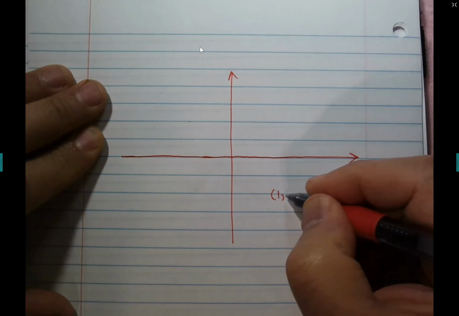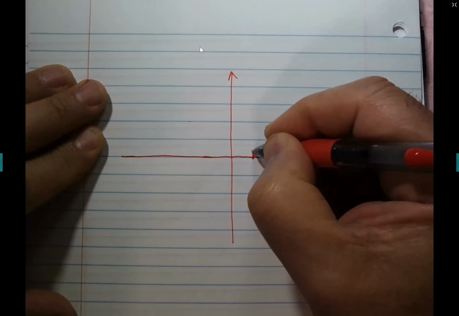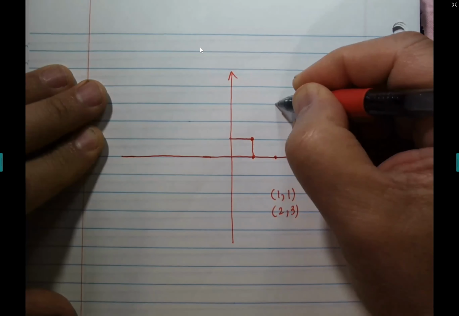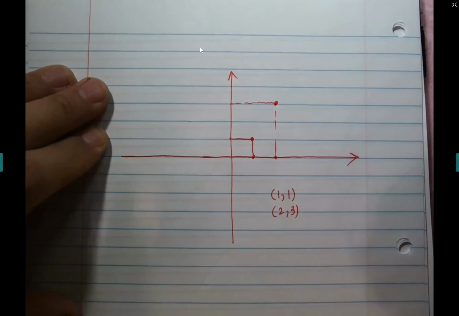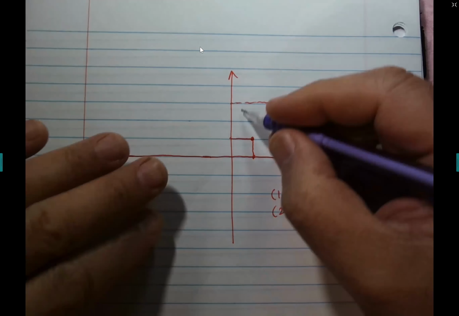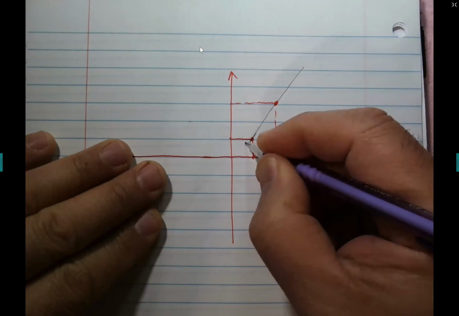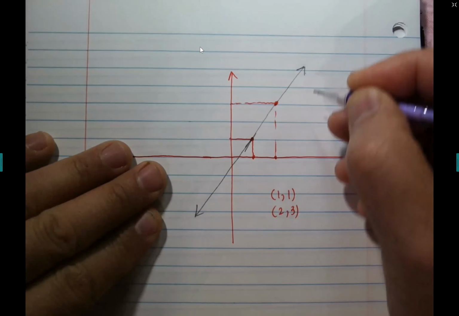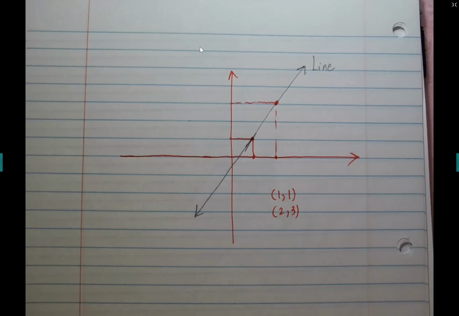1, 1, and 2, 3. So this is 1, 1, and 2, 3. 1, 2, 3 right there. These 2 points, they make a line. So we're going to sketch a line that passes through those 2 points. This is the line. We're going to figure out the slope of the line, how steep this line is.